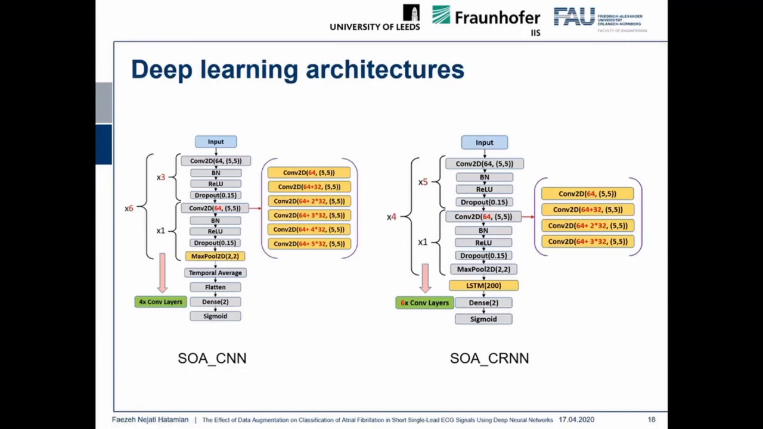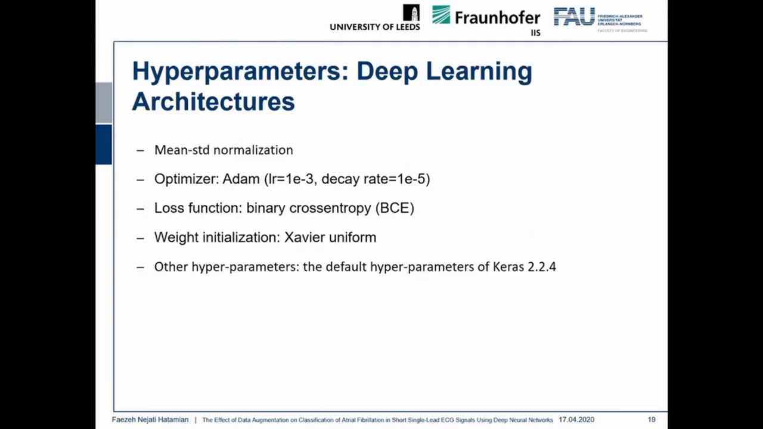The first 3 convolutional layers have 64 filters, while the last convolutional layer starts with 64 filters in the first block, and the number of filters is increased by a factor of 32 for each subsequent block. The right-hand side architecture differs in terms of the number of blocks, and the LSTM layer is replaced by a temporal averaging layer. The parameters used in this architecture were mean standard deviation normalization.